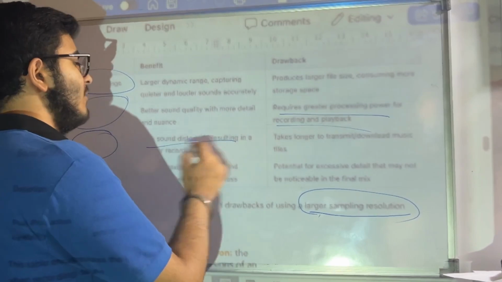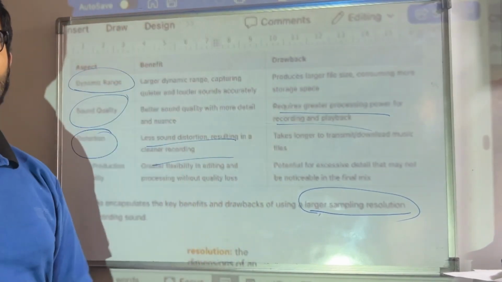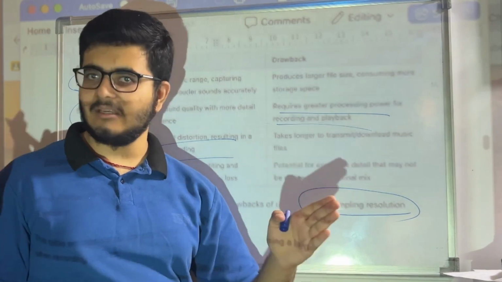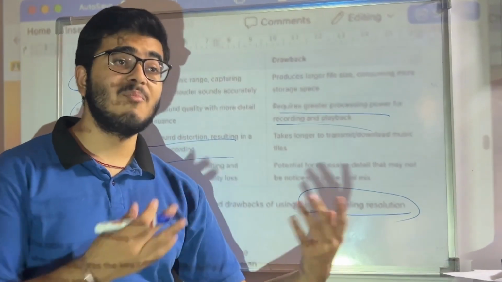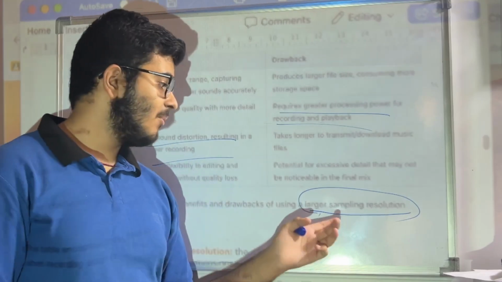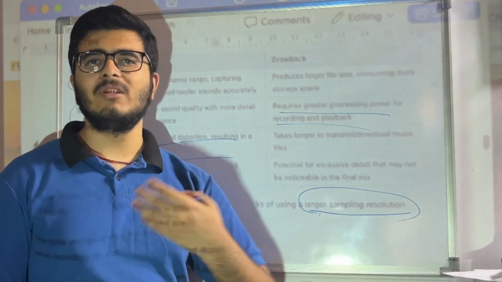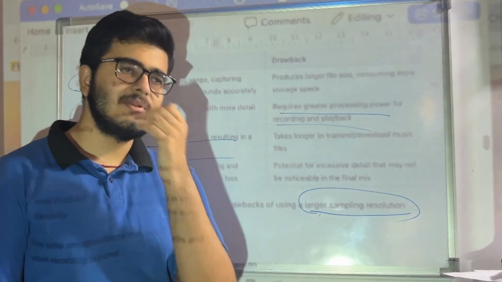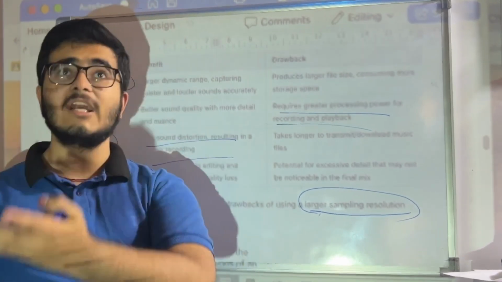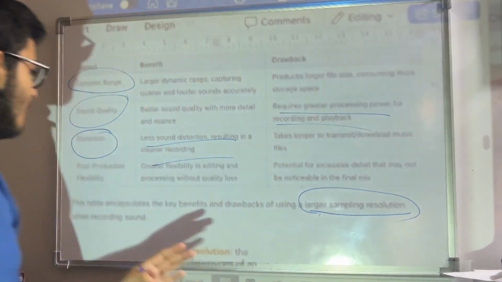The benefit will be less sound distortion, but again, it will take a longer time to upload and download the file over the internet. If the file size is greater, wouldn't I take a longer time to upload and download over the internet if I need to share it with my friend? If I provide a larger sampling resolution, the file size will be bigger. It will be difficult for me to share. If you use an email app like Gmail, it will say that you need to upload it to Google Drive first and then you can transfer. So it's going to create more problems, right?